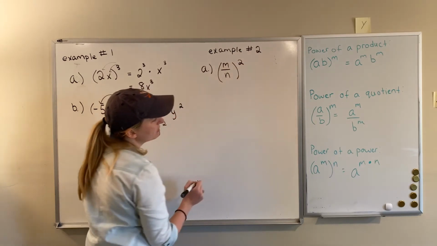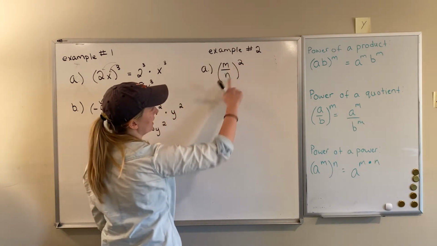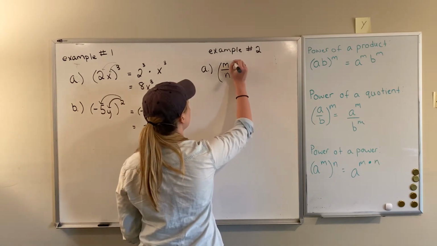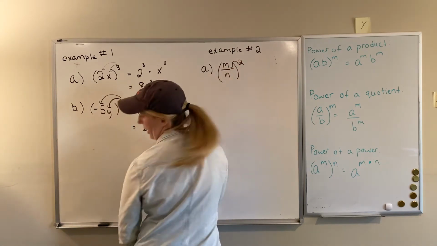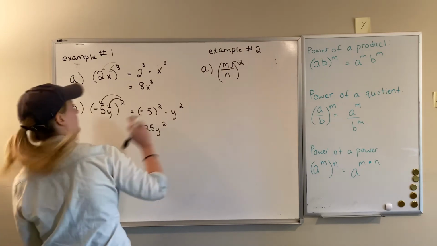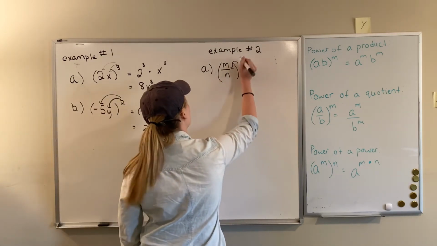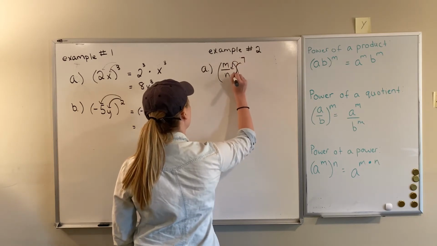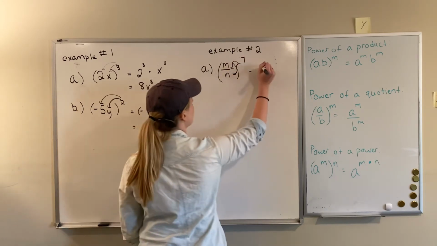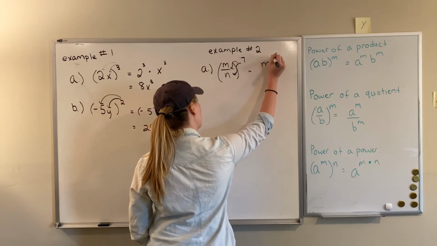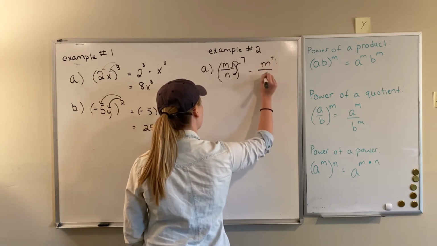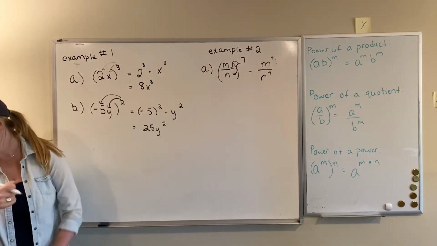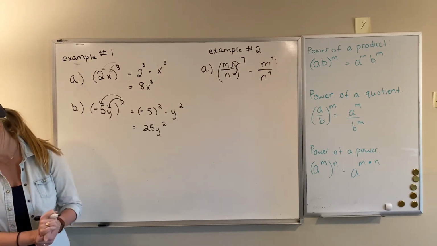Our power of a quotient tells us to take our exponent and apply it to everything inside of our parentheses. So in that case, the 7th has to go to both m and n. And then you just rewrite m to the 7th over n to the 7th. And there's nothing else we can do to simplify it. So that is our final expression.